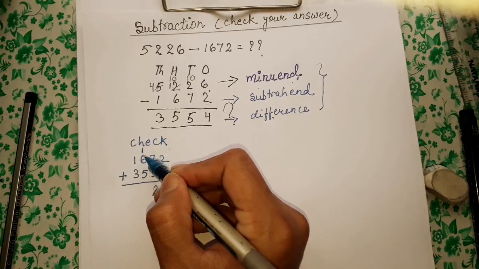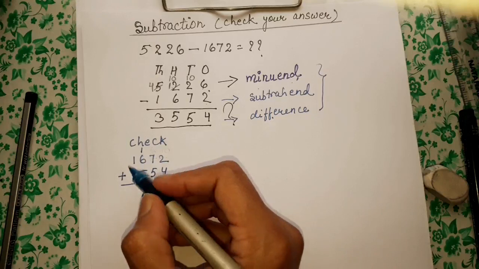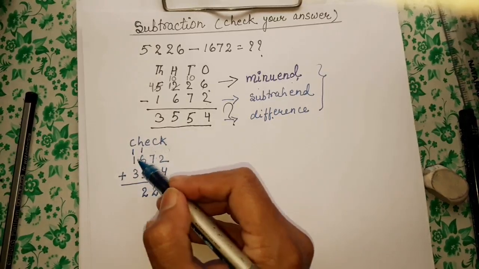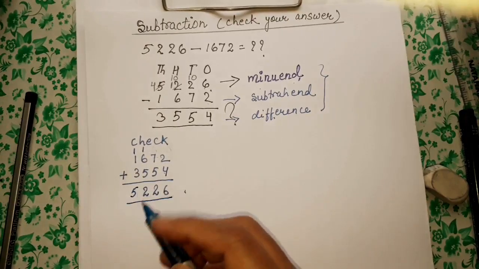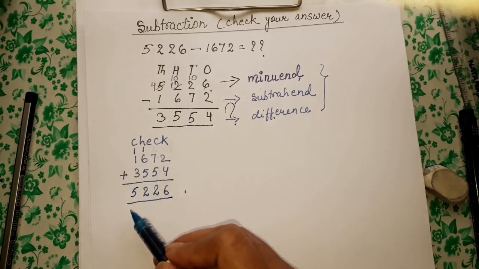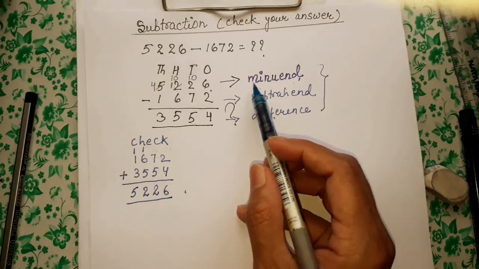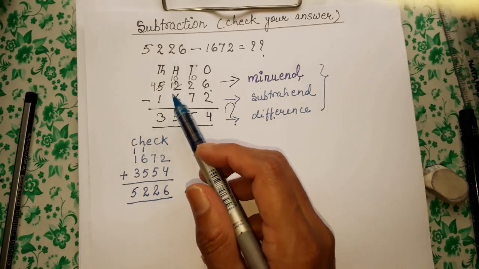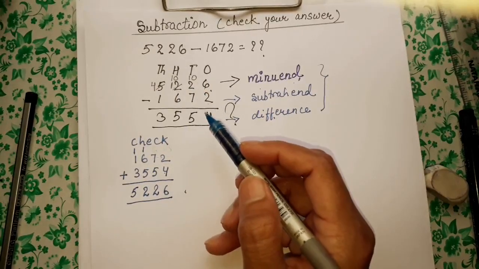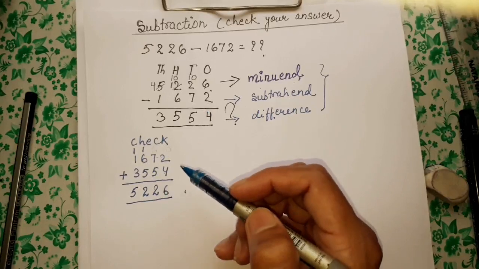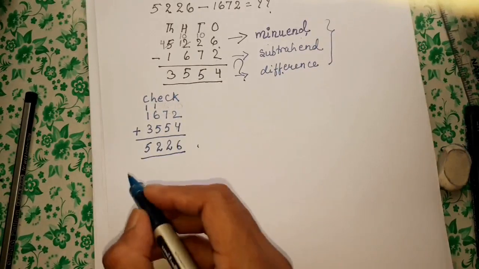6, 1, 7. 7 and 5 again 12. 2 right here and 1 goes in our hand. 3, 1, 4, 1, 5. The sum we get from these two numbers is 5226. Here our minuend is also 5226. That means our subtraction is absolutely correct. Now let's do our second subtraction.